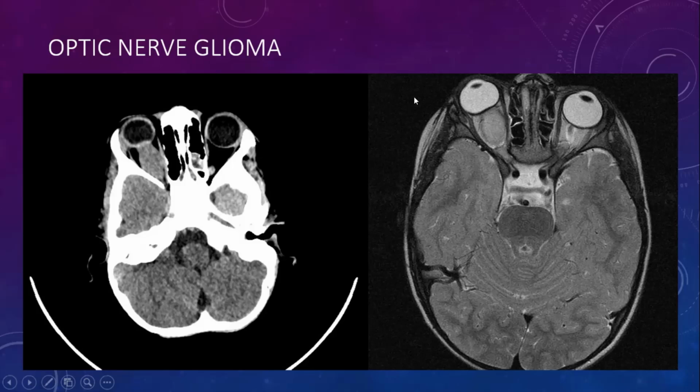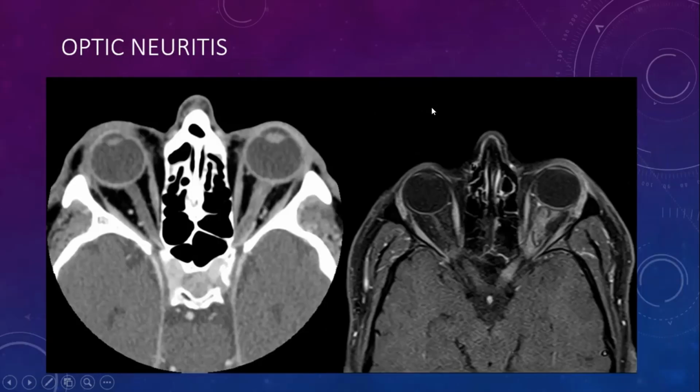This is a similar image of an MRI that shows the optic nerve glioma, and definitely MR shows better than CT when dealing with the anatomical components.